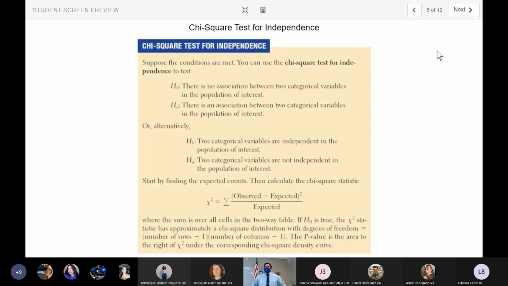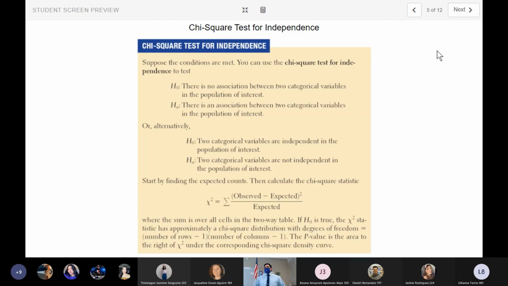We also have the same rundown here for our chi-square test for independence. The major difference is that we have a couple different ways we can write our hypotheses. First is we can write the null hypothesis as there is no association between two categorical variables in the population of interest, versus the alternative that there is an association between two categorical variables in the population of interest.